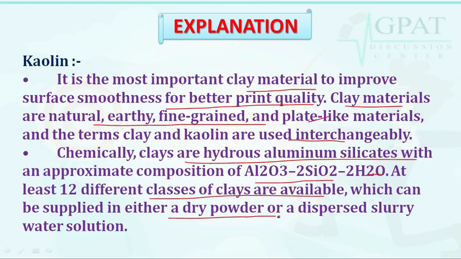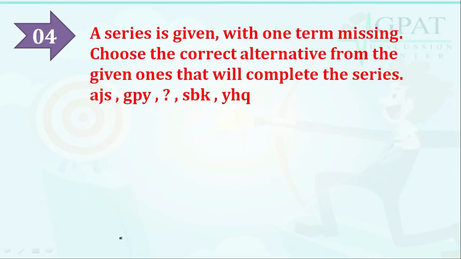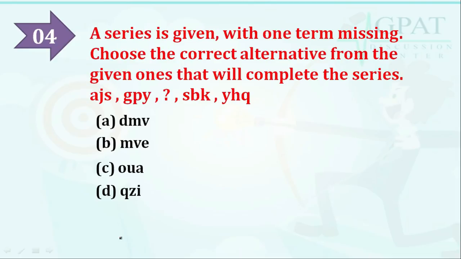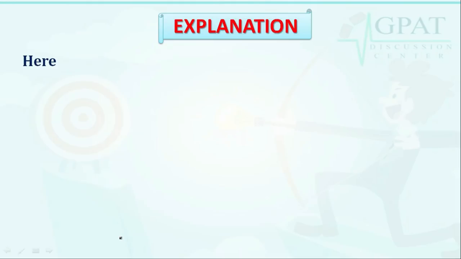So moving on to the next question, a series is given with one term missing, so choose the correct alternative from the given ones that will complete the series. Here we have options, option A is DMV, option B is MVE, option C is OUA, option D is QZI. So according to this series, the missing one is option B, MVE. So let's discuss that there is a plus 6, plus 6, plus 6 pattern followed in this. So according to this, option B is the correct answer.